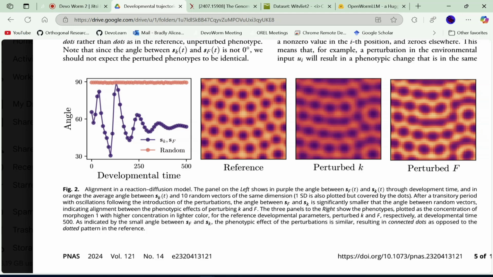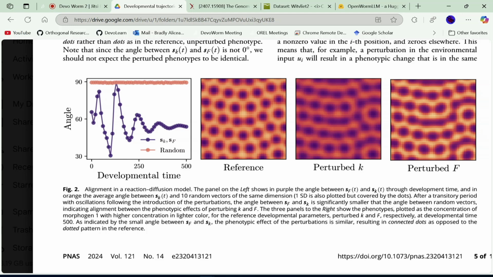So you can see that the angle is quite high early in development, reaching 90 at some point, and then it settles down to an equilibrium at about 50 degrees or so. Yeah, so after a transitory period with oscillations following the introduction of the perturbation, so that's what this is, where the perturbations are being introduced early. The angle between SF and SK is significantly smaller than the angle between random vectors, which is this orange line, orange concentration of points at the top, indicating alignment between the phenotypic effects of perturbing K and F.